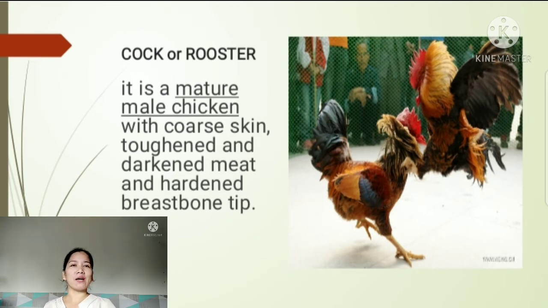Sabi nga doon sa popular na kantay, manok na pula, mukhang matapang. Ay, naku. Yan ay timsong ng mga mahihilig magsabong.